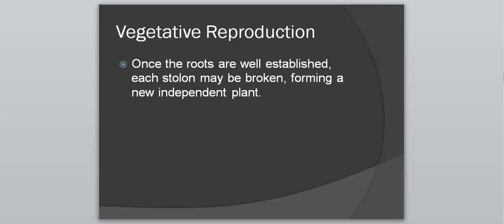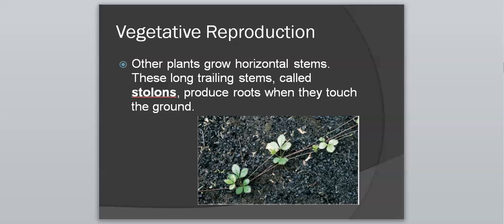Then once roots are well established, each stolon may be broken, forming a new independent plant. If we look at this picture, our stolon would be the area in the middle right there, and eventually once our roots grow down and set up a strong base and get the nutrients, these stolons will break, because they're no longer necessary to propagate or spread our plant. And so that is it.